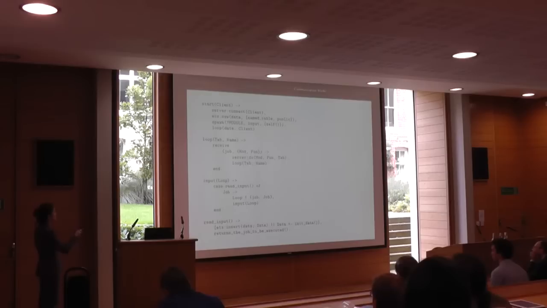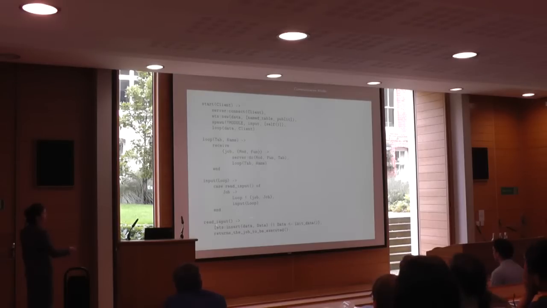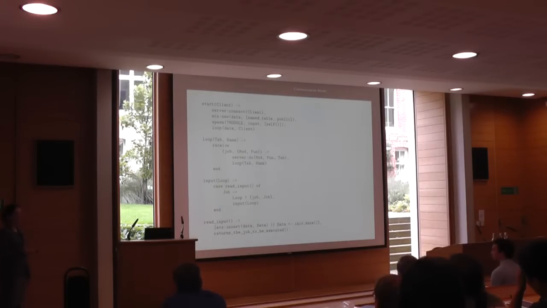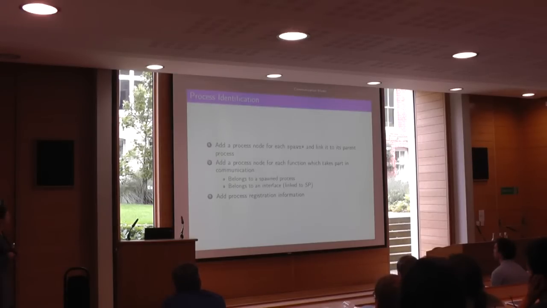And of course there is a client. The client connects to the server, and creates the ETS table with the ets:new function. So that's how we can create tables. Then it spawns an input process, and this will read the job to be executed. And in each case, it will initialize the data in the ETS table. And if it gets a job, it just sends the job to the server. So we want to create a process graph for that example.